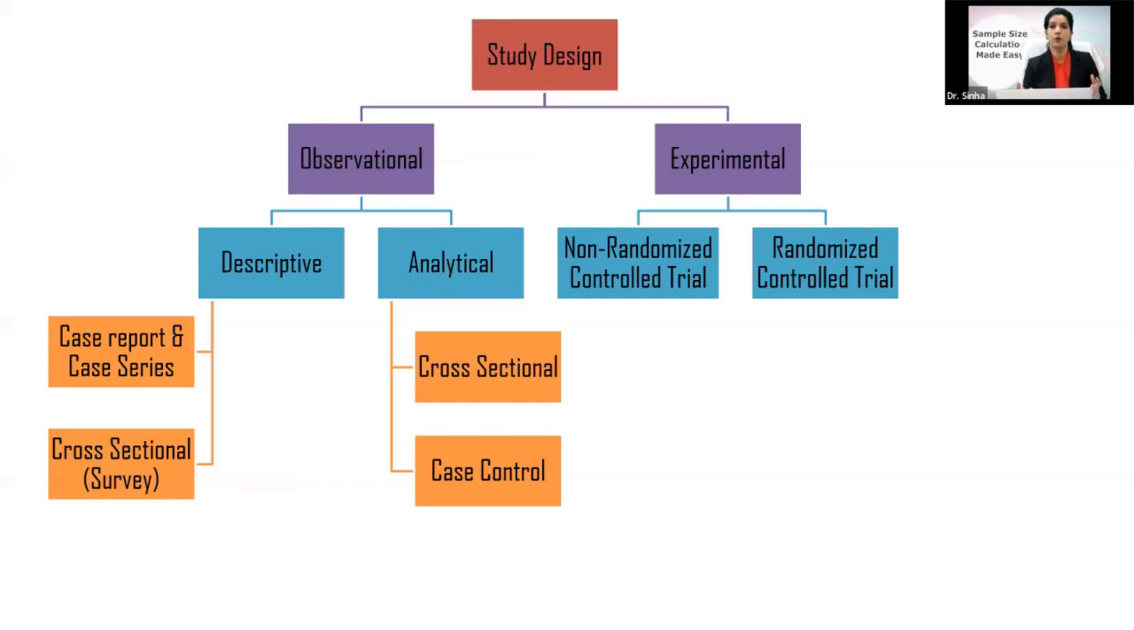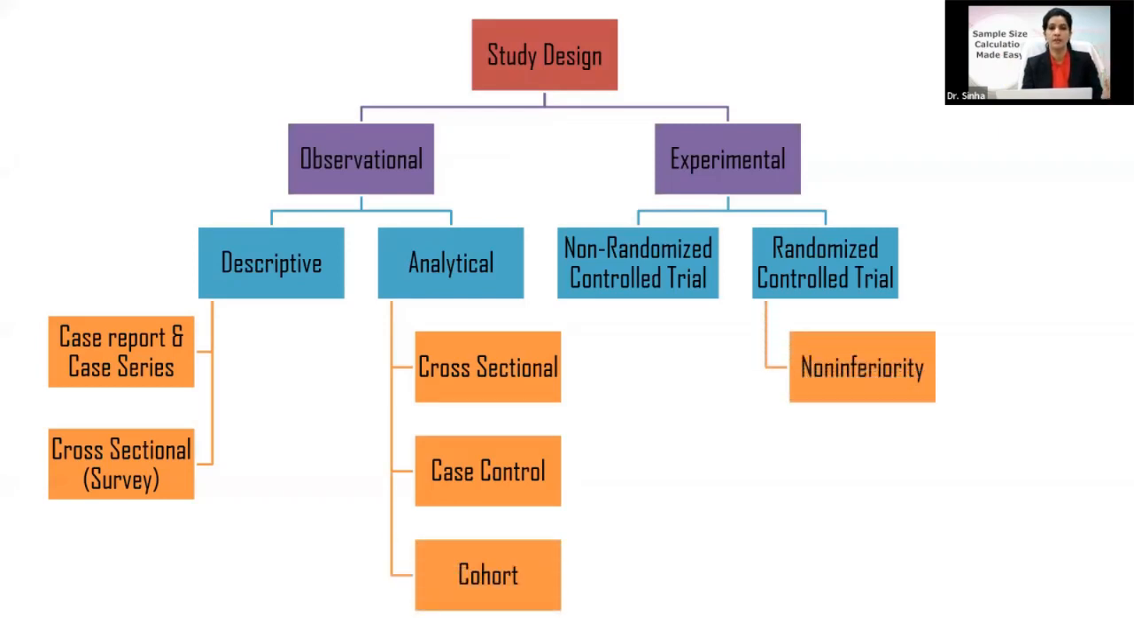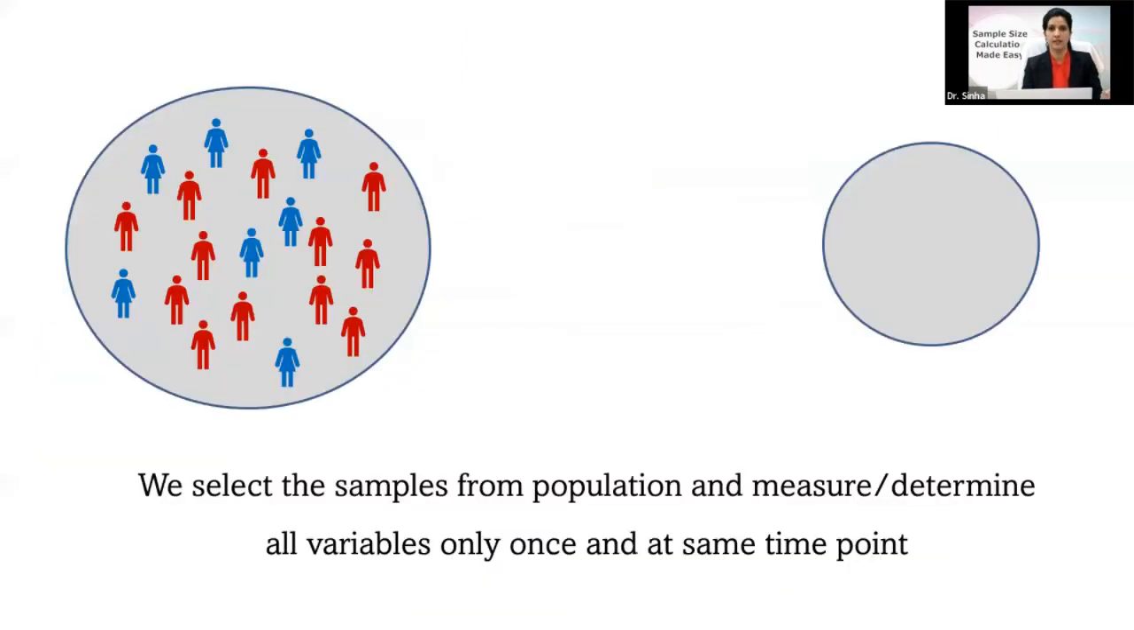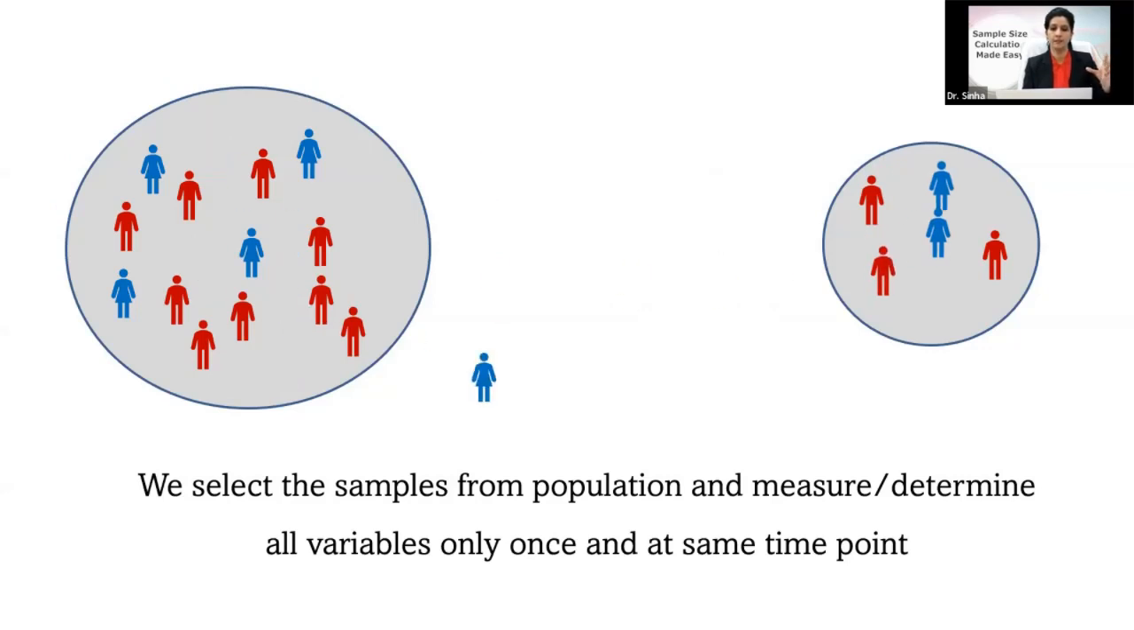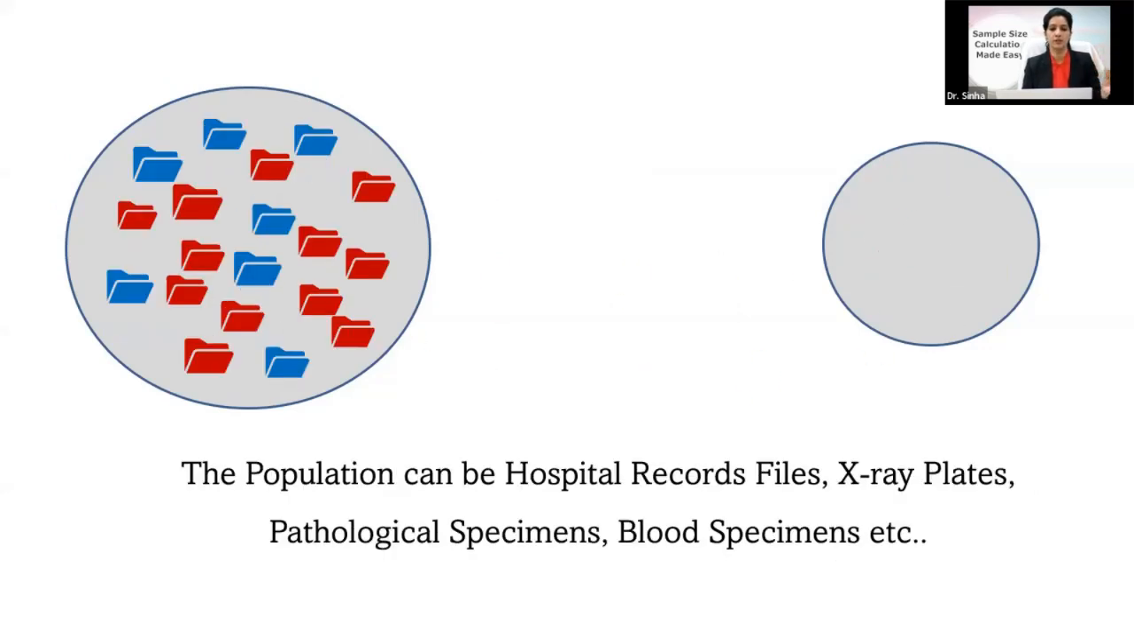Whenever you measure the outcome and the risk factor simultaneously in one snapshot, we call it an analytical cross-sectional. So in an analytical cross-sectional, you select the sample from a population and you determine all the variables only once, at the same point of time. And then you see the association.